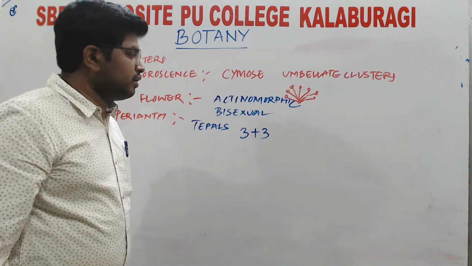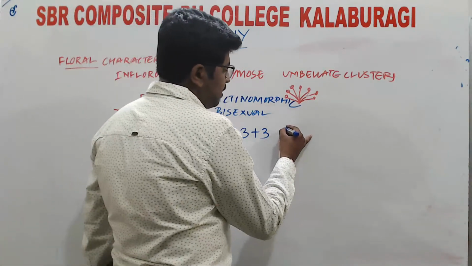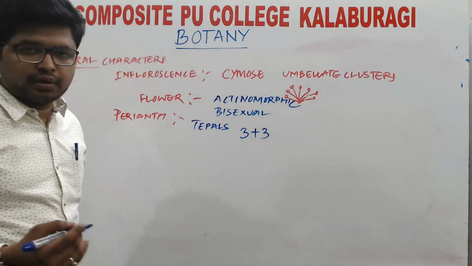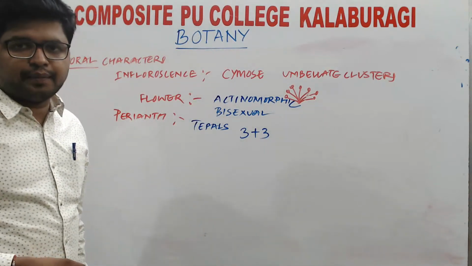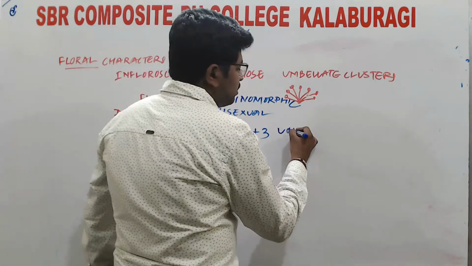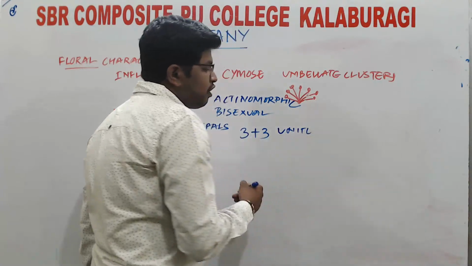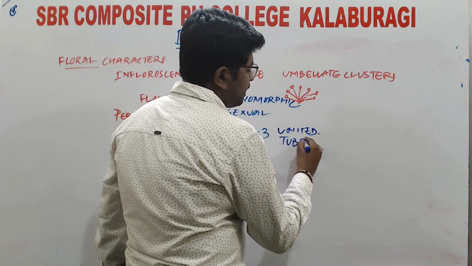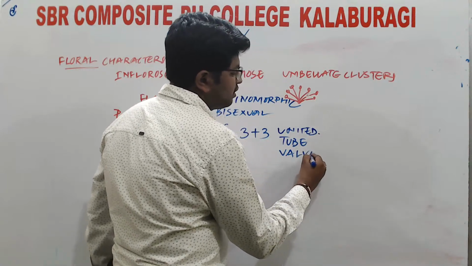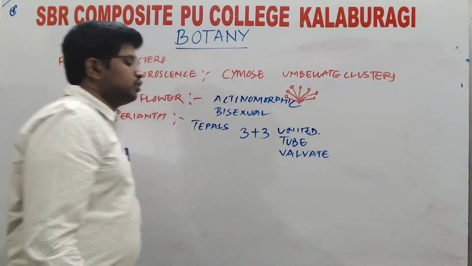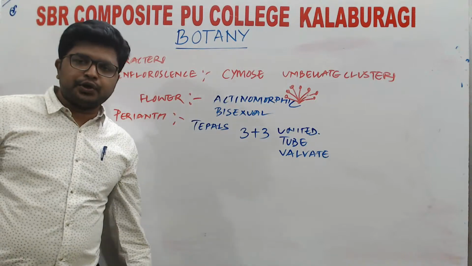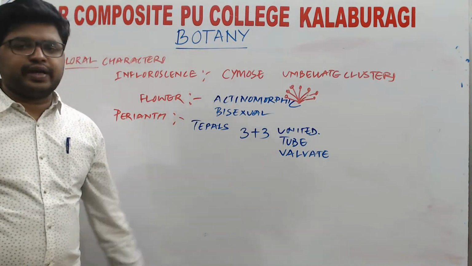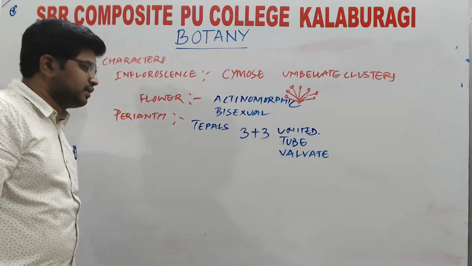Are they united? Yes, they are united. We can say gamotepalous. They are united and they form a tube, and the aestivation is valvate. These tepals form a tube. The arrangement of the tepals is valvate. Valvate aestivation, I have explained.